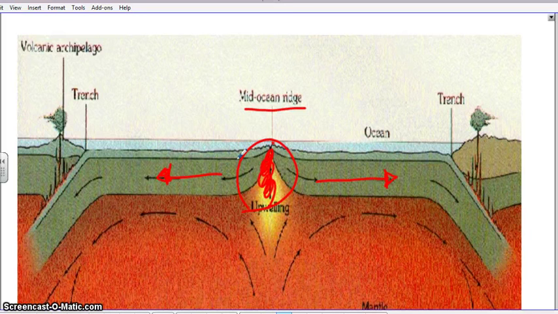And of course, as I talked about before, we do have some on land, like in Iceland, and also the Great Rift Valley as well. But it's a little different though.